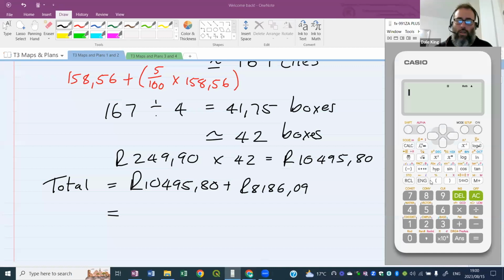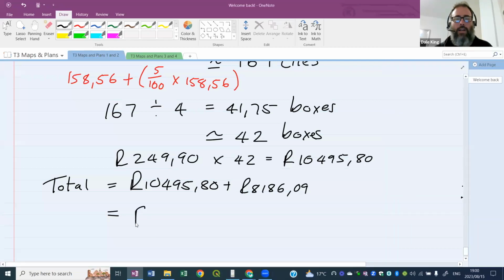We're going to do it together. 10,495.80 plus 8,186.09 is 18,681.89. So is his statement valid or not?